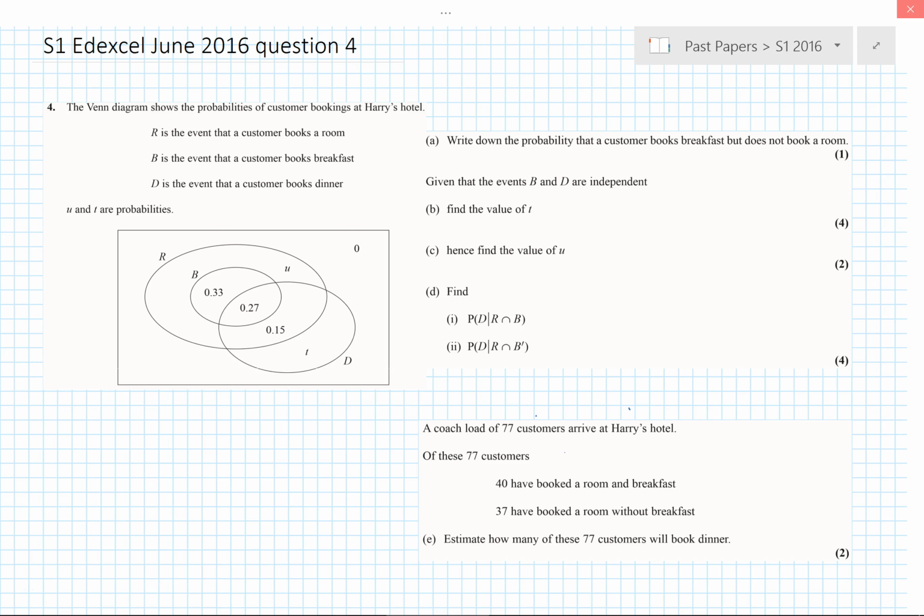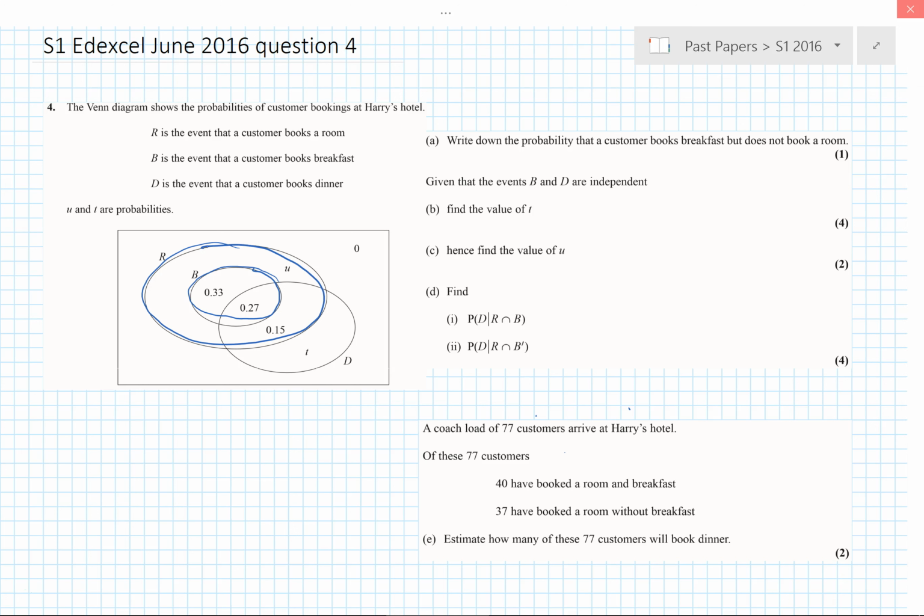What kind of Venn diagram is that? This kind of thing. So let's just work through it. The first bit says write down the probability that the customer books breakfast but not a room. Well, if you look at it, breakfast is entirely contained within the booking room set. So it's impossible.